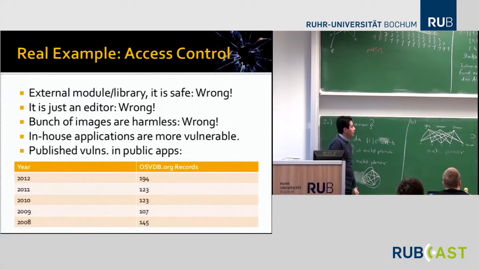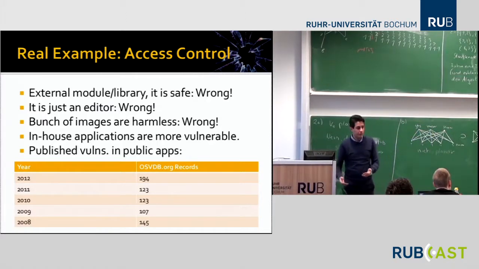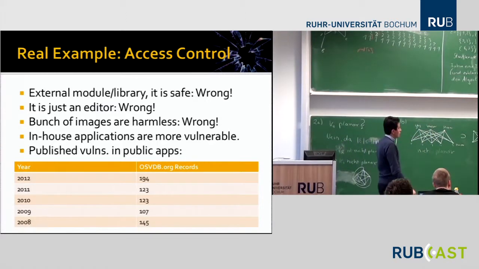Okay, a real example about access control issues. You know about all the vulnerabilities which have been reported in osvdb.org. All of them are ones where you can upload a file without being admin or without being a trusted user. So these are vulnerabilities that you can exploit without being logged in or just by having a simple user. And the main problem is that developers trust external modules or libraries.